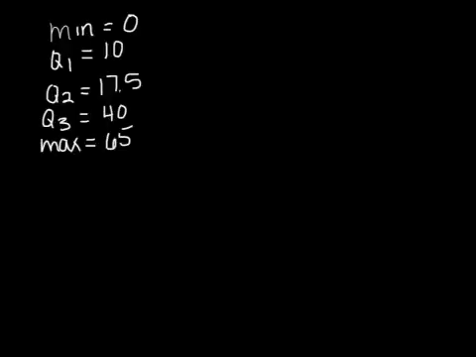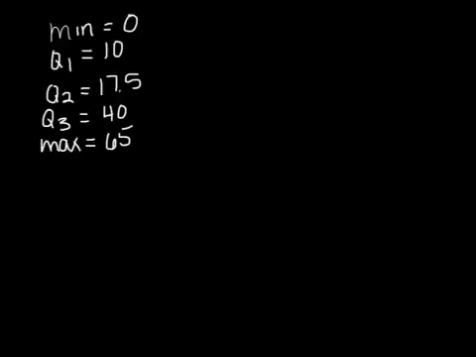In the last example, we found quartile 1, 2, and 3. So what I have for you now is a 5-number summary with the minimum at 0, quartile 1 at 10, quartile 2 at 17.5, which is also the median, quartile 3 is at 40, and the max is at 65. So we're going to create a box and whisker plot.